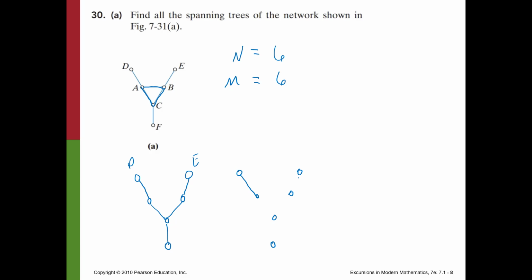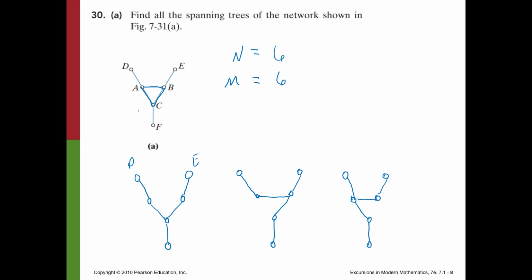Again, we need DA and EB. We also need CF. We already removed AB, so now we won't remove that one. We'll remove either AC or BC. And when we remove AC, we get this tree. And last, we need our bridges in our circuit, which were right here, and we've already removed this one here, AC. So now we'll remove BC, and we get this circuit.